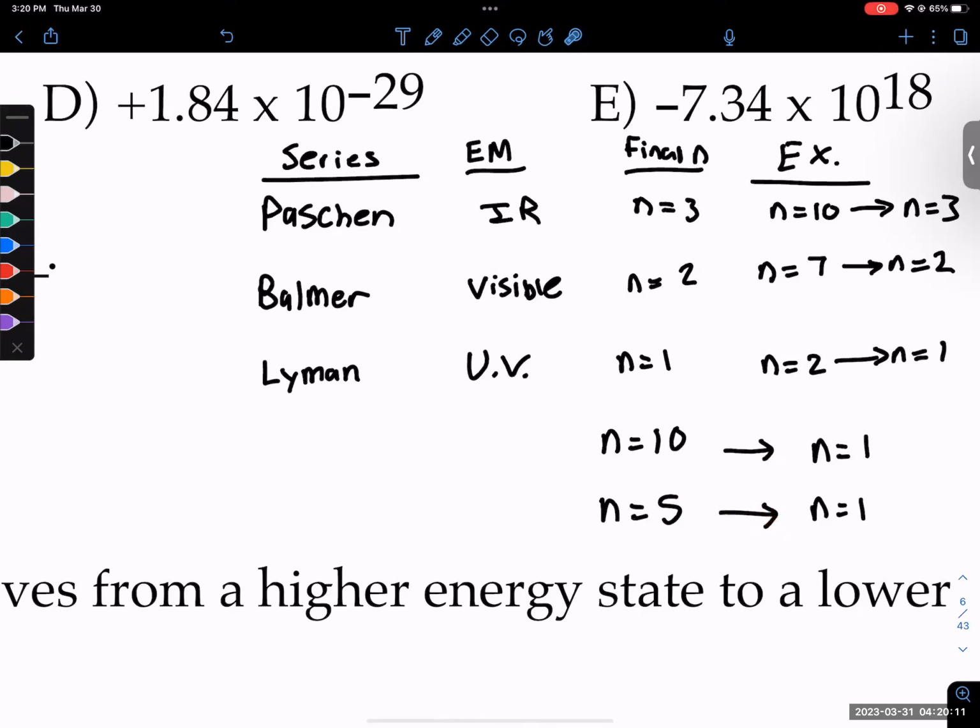We can say that this one's going to emit a photon with even higher energy than this one because it's going through more energy transitions, or it's going from an even higher energy level to energy level 1, whereas this one's just going from 5, which is lower than 10, to 1. So this is the only time we look at the difference in the energy levels that it jumped.